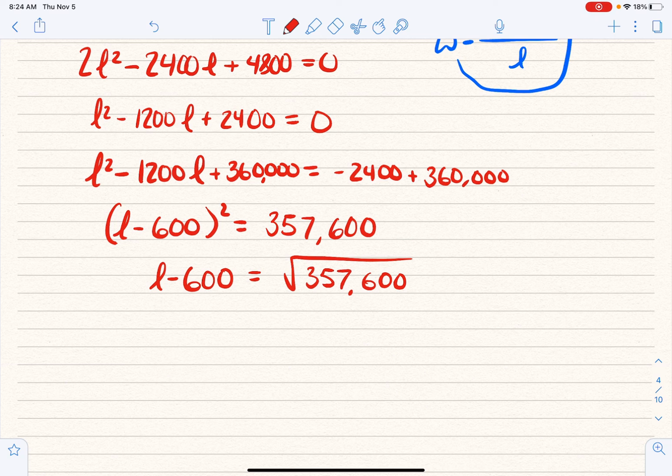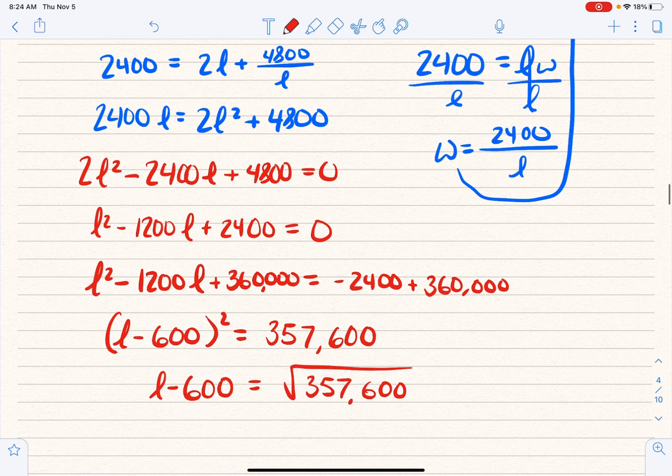Okay. And I'm sure everybody's laughing at the fact that I might have this completely wrong, but we'll check. Okay, so I'm going to plug in 357,600 into my calculator and take the square root of it, and I do not get a pretty number. So clearly I made a mistake somewhere. Okay, so let's see, where in the world is that mistake?